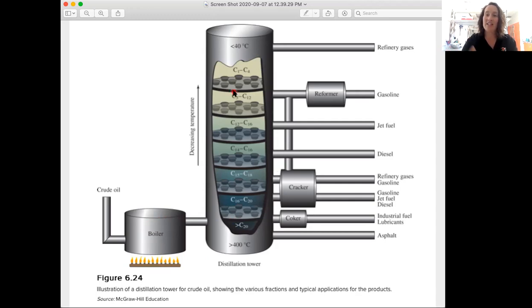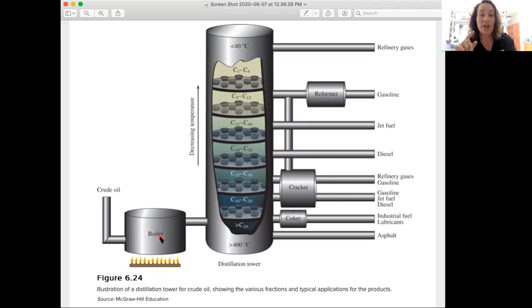Okay? The distillation tower is heated, and has a decreasing temperature as you go towards the top. Okay, and so sometimes this is also referred to as a condensation. It could be a condenser or a condensation tower. So it's really hot towards the bottom, and then it's cooler at the top.